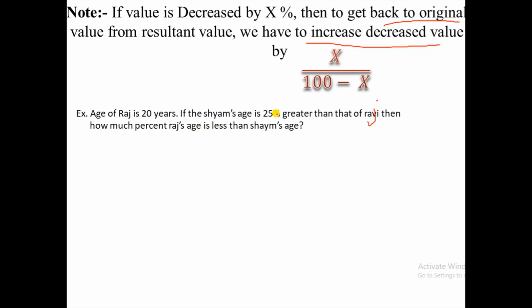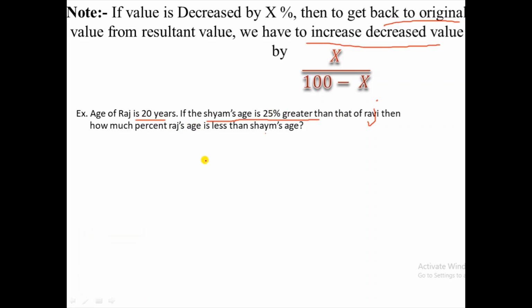Let's take an example. The age of Raj is 20 years, and Sham's age is 25% greater than that of Raj. Actually here it is Raj. So the age of Raj is 20 years. If Sham's age is 25% greater than that of Raj, then by what percentage is Raj's age less than Sham's age? Same problem, just a game of words.